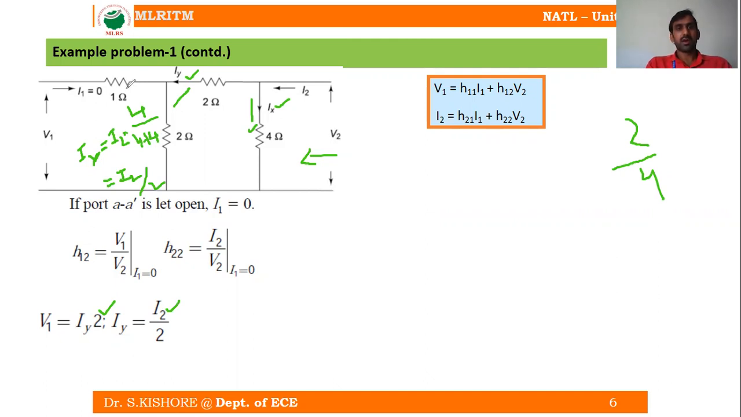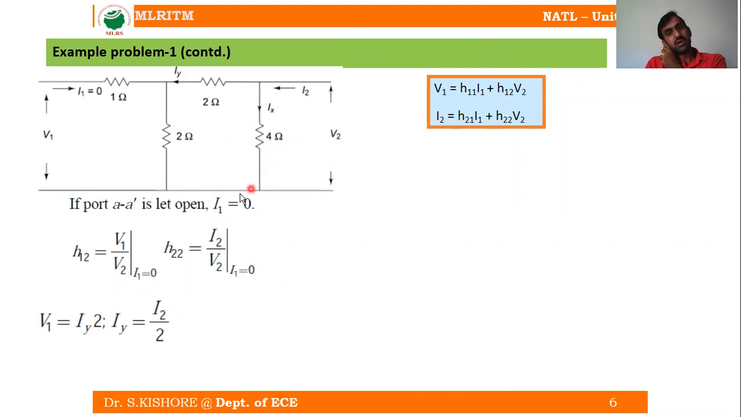And we can also write the other expression, that is the expression for V2. So what is V2? V2 is nothing but the voltage across this 4 ohm resistor. So V2 is equal to 4 into Ix, and this Ix is going to be equal to again the same I2 by 2.